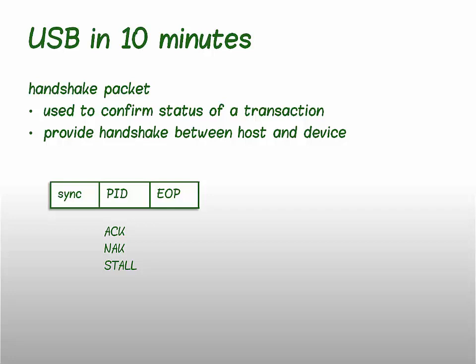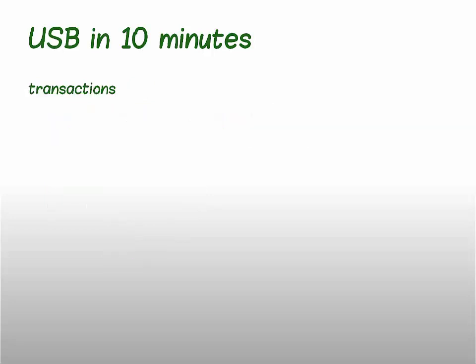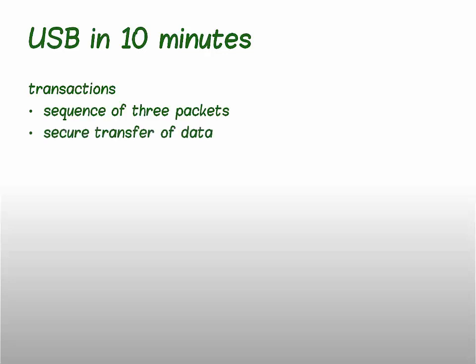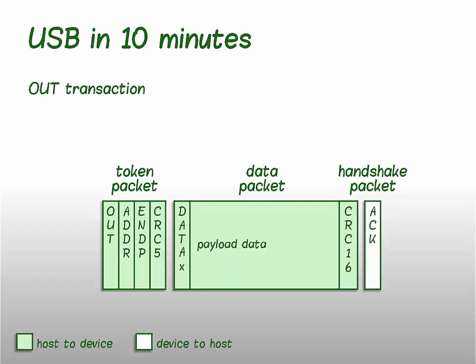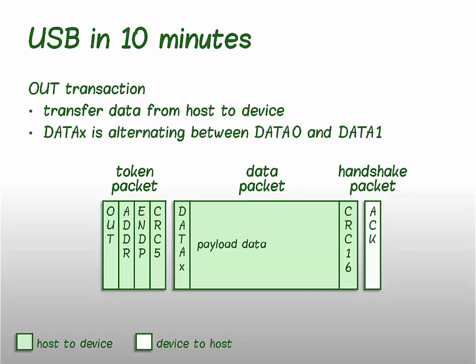One layer up, the USB communication is made of transactions. Transactions are sequences of three packets. They provide a secure transfer of data. We recognize three transaction types. Out transactions, where data is transferred from the host to a device. Alternating data 0 and data 1 packet identifiers are used to check for lost packets.